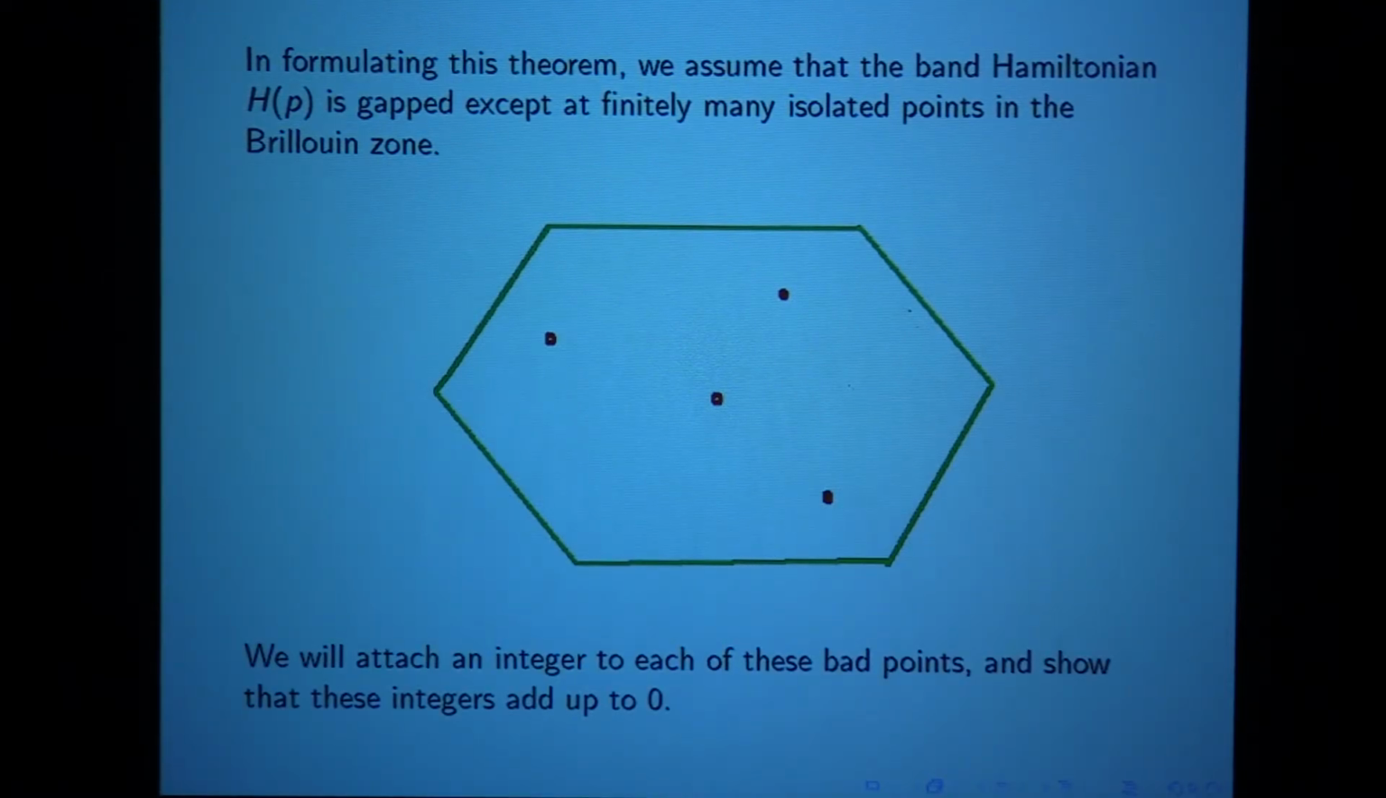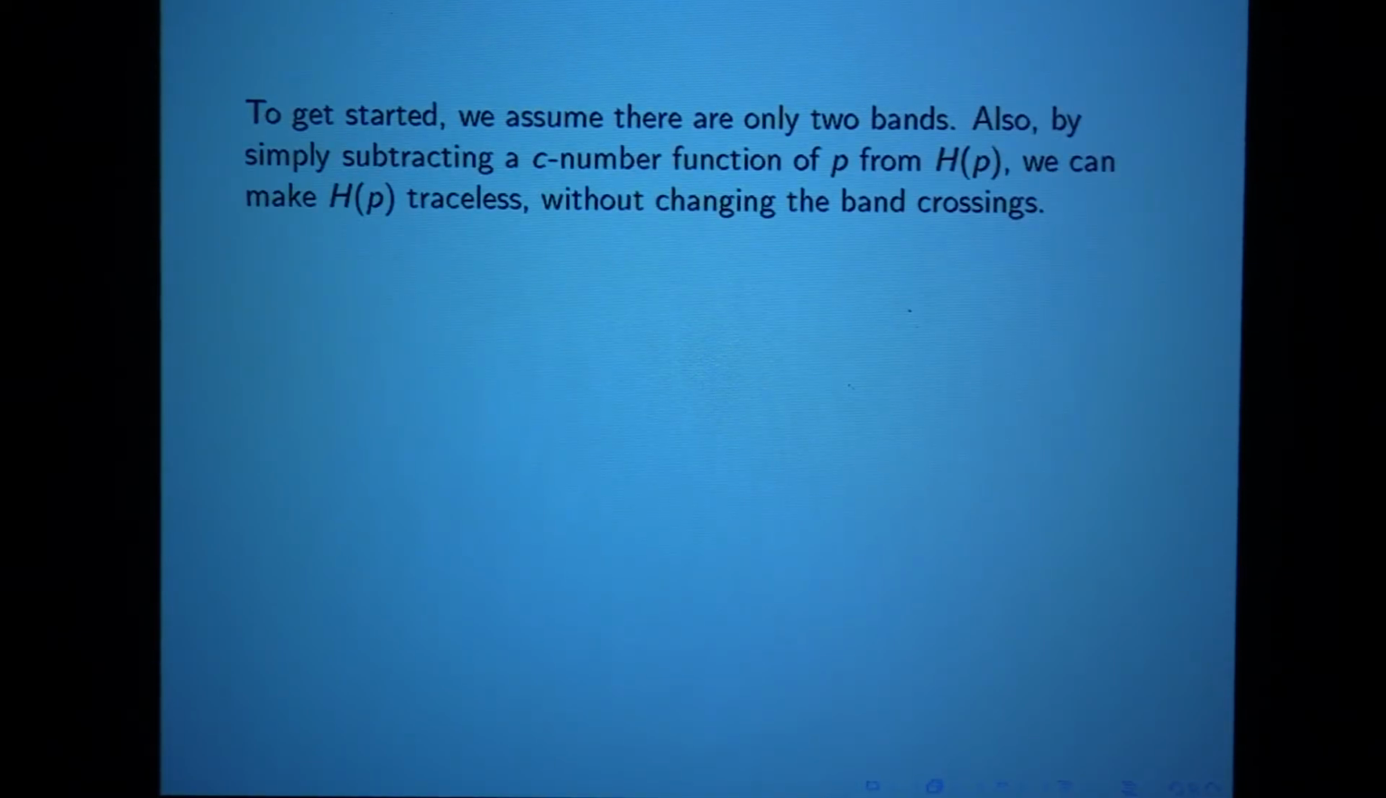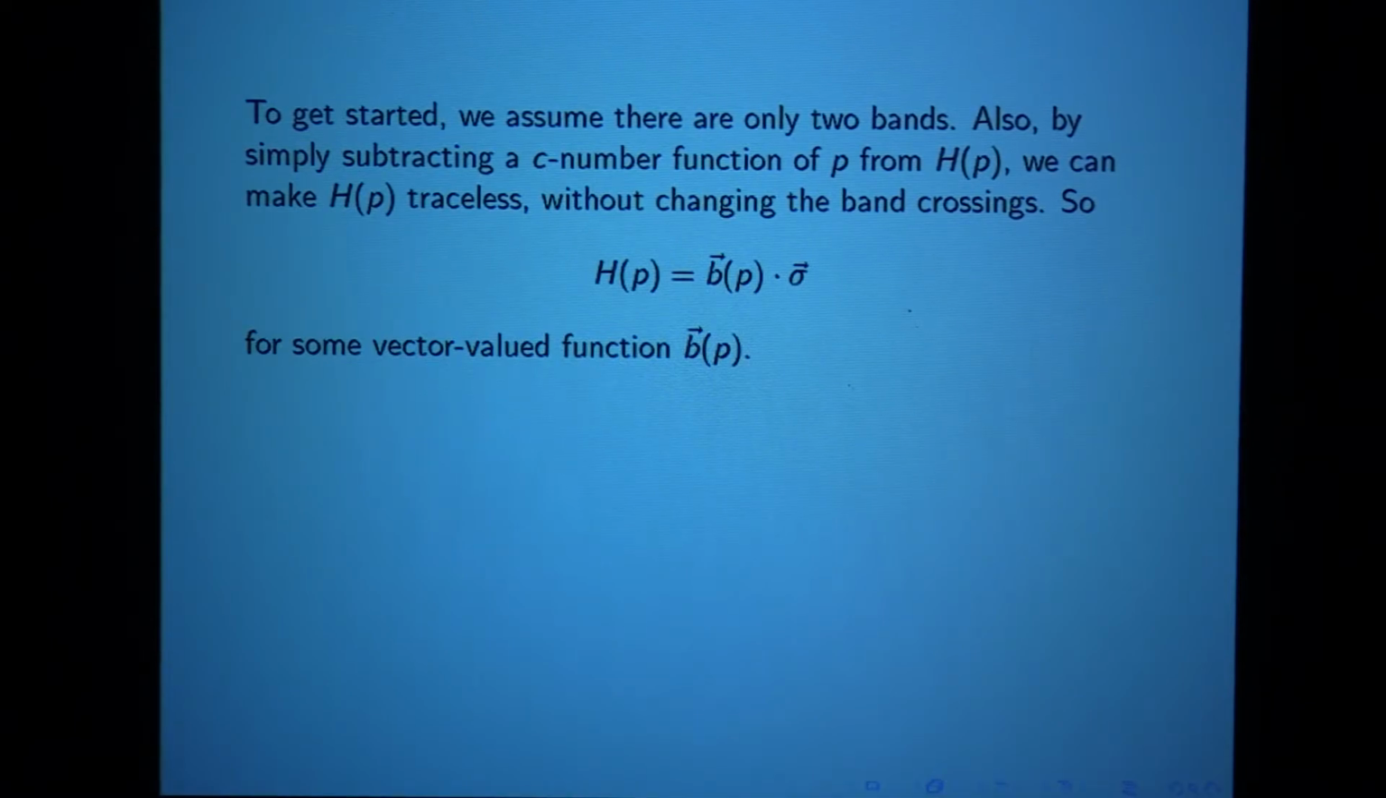We'll attach an integer to each of the bad points and show that the integers add up to 0. To get started, we'll assume there are only 2 bands. Also, by simply subtracting the C number function from h of p, we can make h of p traceless without changing the band crossings. So we can assume that h of p is b of p dotted into the sigma matrices for some vector valued function b of p.